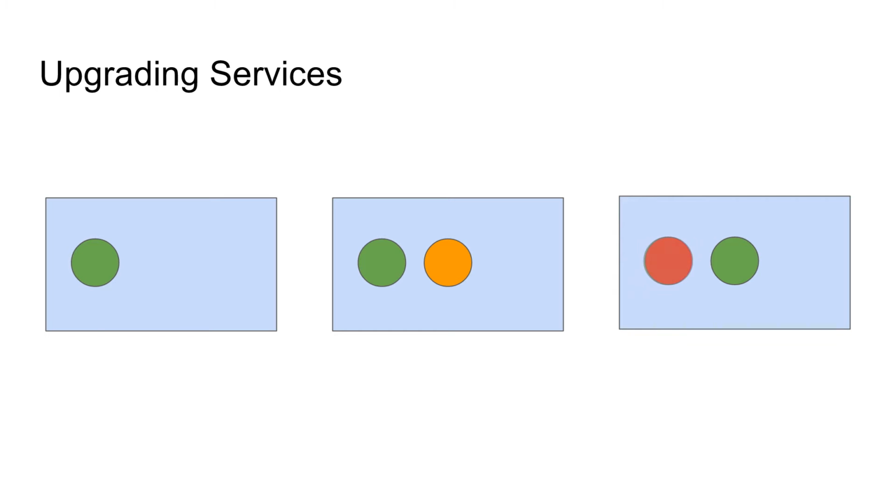This is the main part. If you have new software and you want to upgrade, assume the green circle is 1.0 and we want to upgrade it to 2.0. The orange one is in the process of starting, and once 2.0 is live, the 1.0 is deleted. So you don't have any downtime here. It's a zero downtime deployment and upgrade.